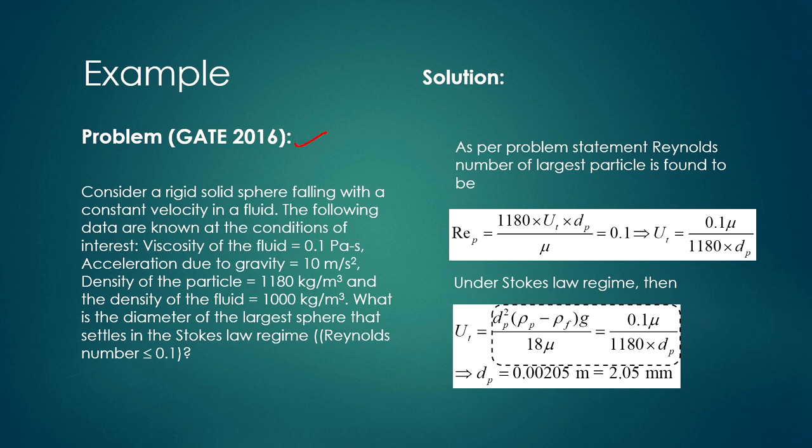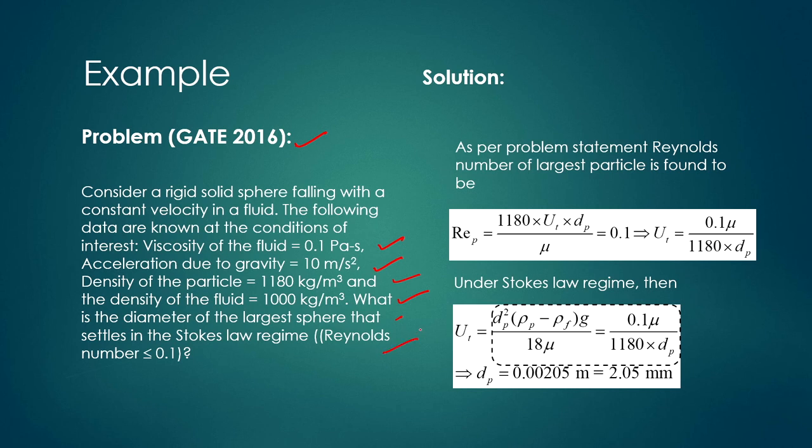This is also one important problem, given in GATE 2016. Consider a rigid solid sphere falling with a constant velocity in a fluid. The following data are known at the conditions of interest. Viscosity of the fluid is 0.1 pascal second. Acceleration due to gravity is 10 m/s². The density of the particle is given, and the density of the fluid is also given. What is the diameter of the largest sphere that settles in the Stokes' law regime?